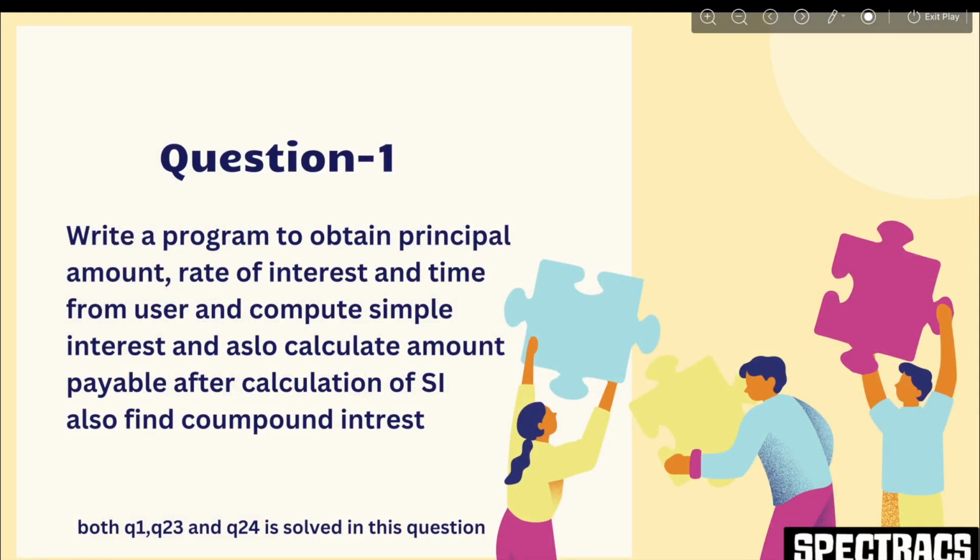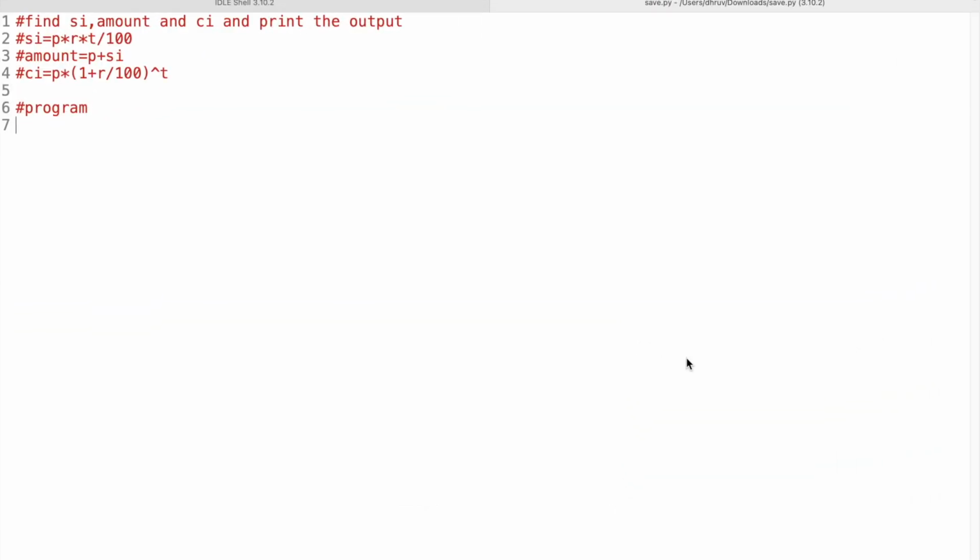Question 1. Write a program to obtain principal amount, rate of interest and time period from the user and compute simple interest and also calculate the amount payable after the calculation of the simple interest. Also find compound interest. They've asked us to find the simple interest amount and the compound interest and then print the output. For that, let us get the input of principal and rate of interest and time period from the user.